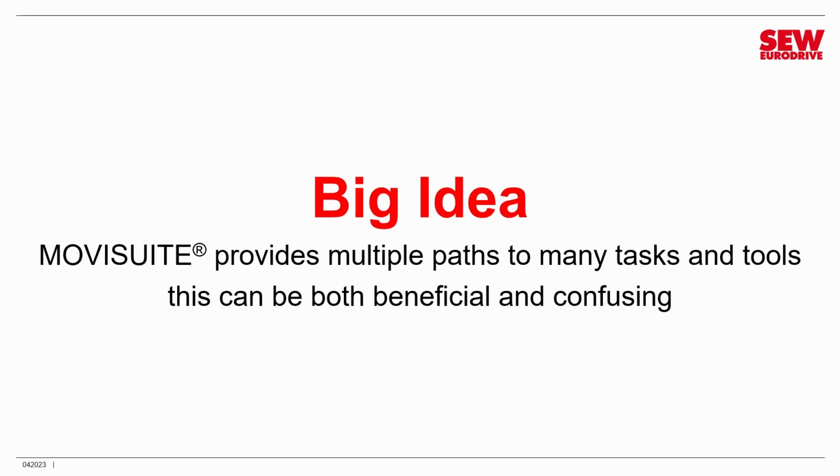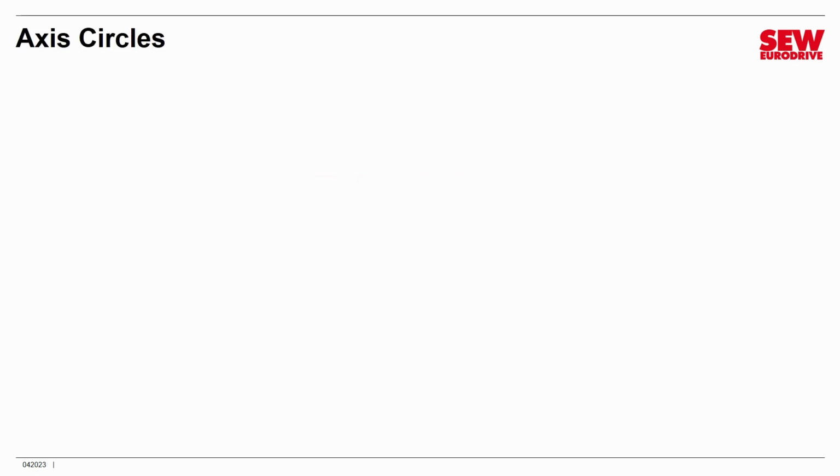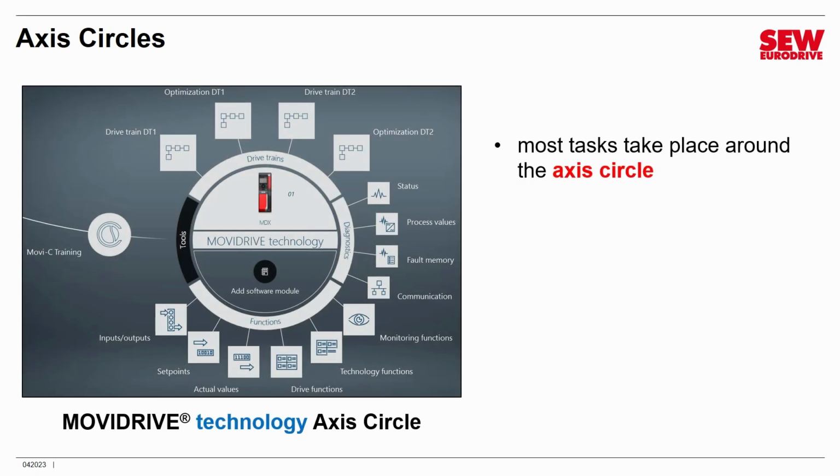Let me introduce a very important concept that's really the heart of MOVISUITE, and that is something called axis circles. Most tasks that you work with take place around the axis circle. This is a MOVI-Drive technology axis circle. Every component in a MOVI-C system that you access through MOVISUITE tends to appear as a circle associated with a particular device. In this case, we're connected just to a MOVI-Drive technology. There's nothing else connected. So we have a little circle. You see that on the left side.